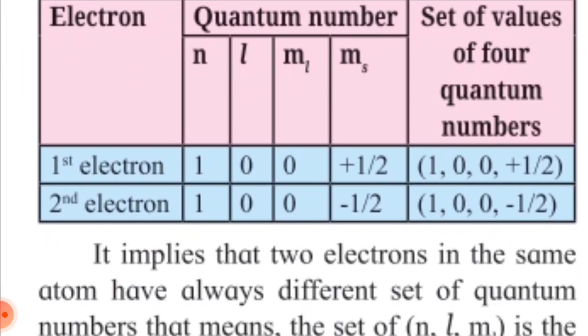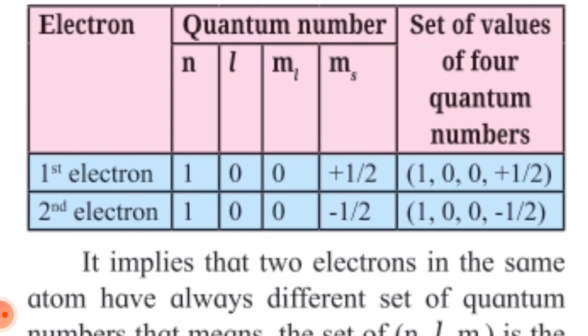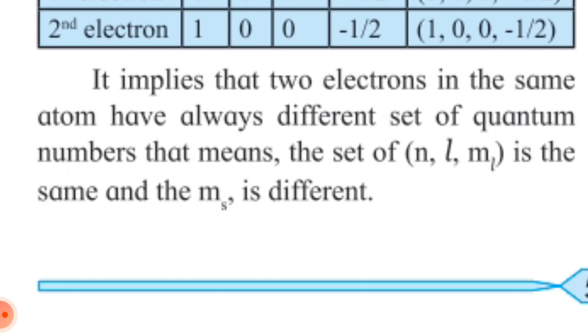First electron: quantum number n is 1, l is 0, ml is 0, ms is plus 1 by 2. Set of values of four quantum numbers is 1, 0, 0, plus 1 by 2. Second electron: n equal to 1, l equal to 0, ml equal to 0, ms is minus 1 by 2. Set of values of four quantum numbers is 1, 0, 0, minus 1 by 2.